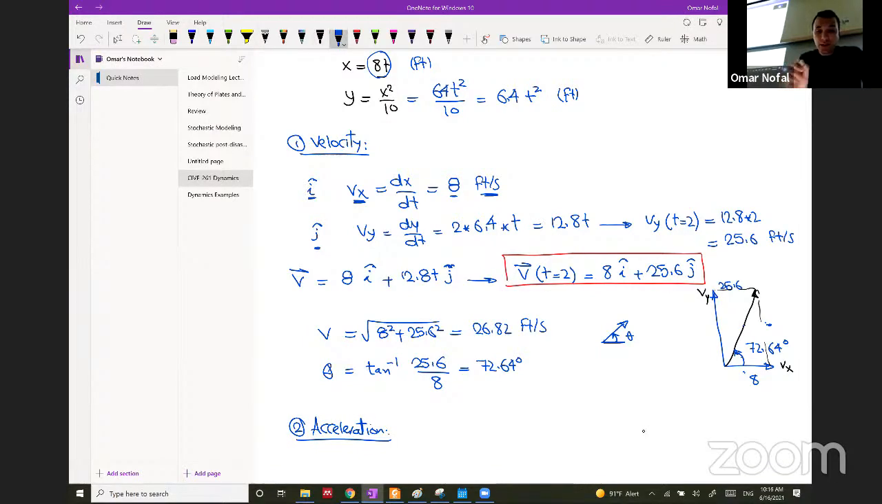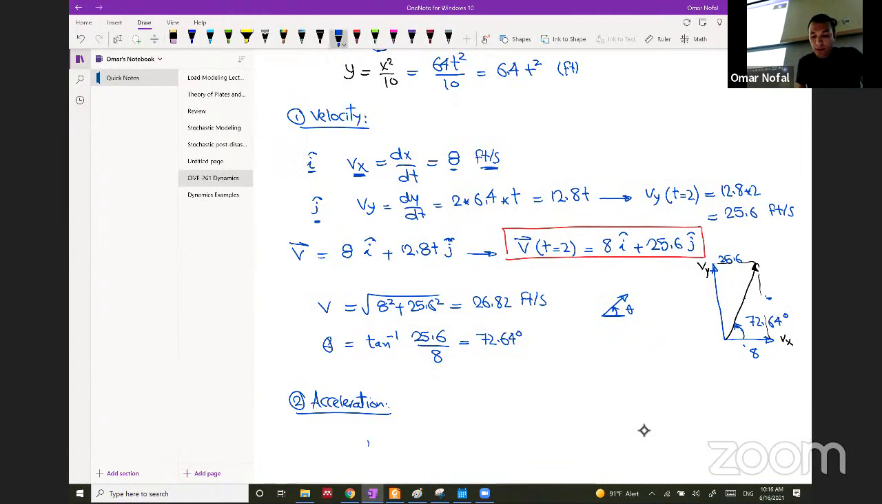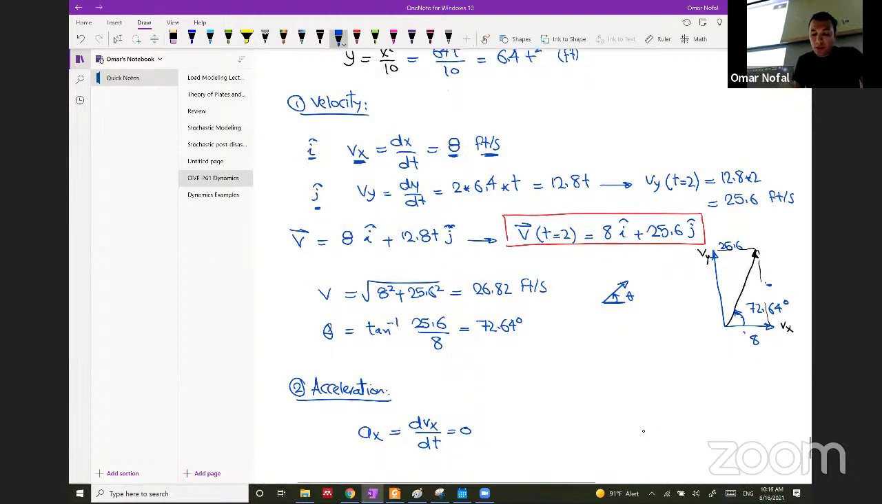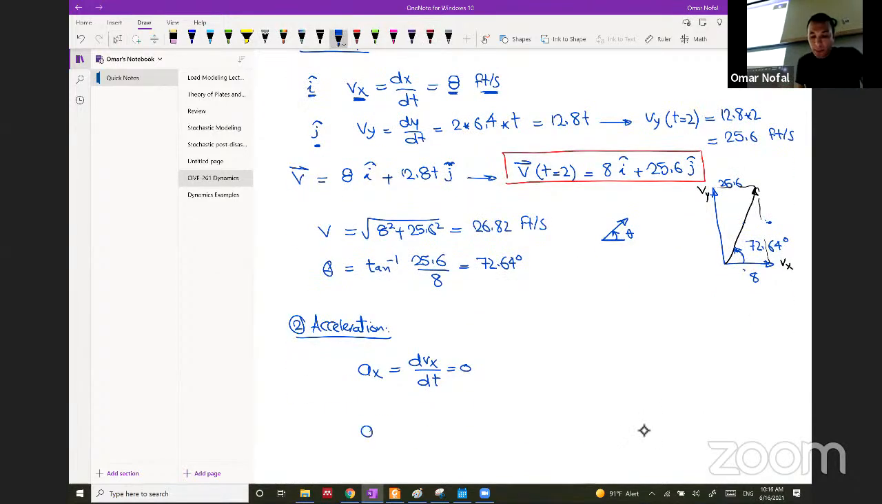So for the acceleration, we need to do the same thing. We need to get a_x. So a_x is dVx/dt. If you differentiate this constant, which is 8, it will give you 0 acceleration in the x direction.